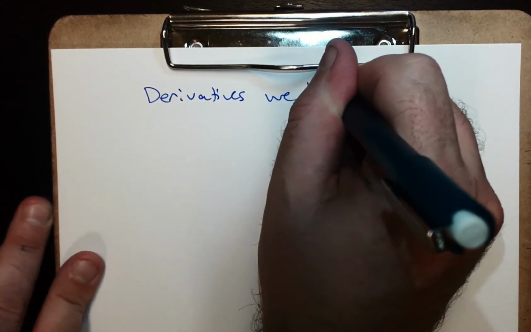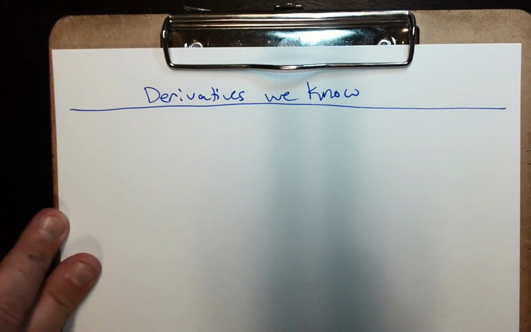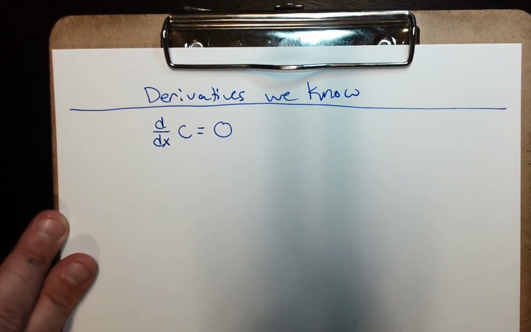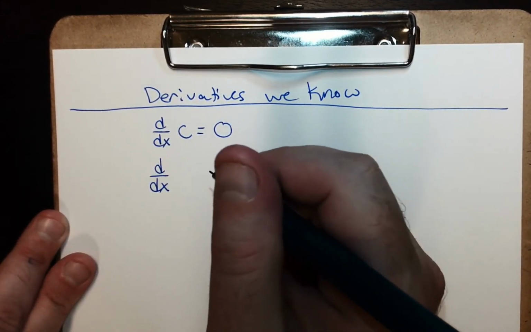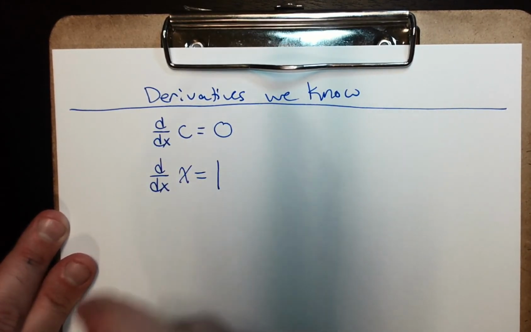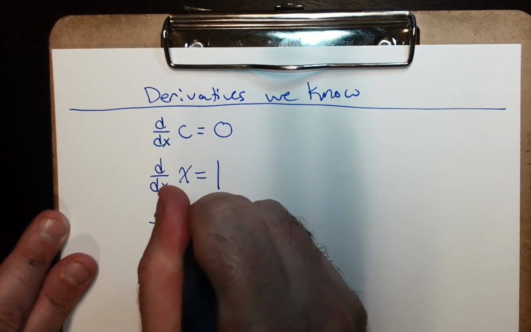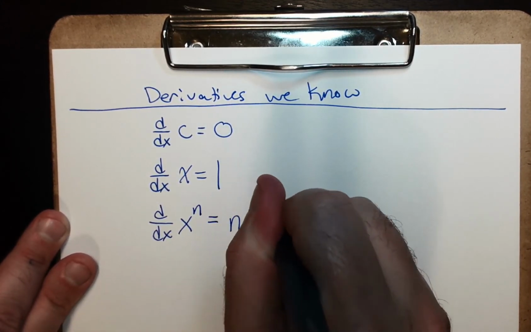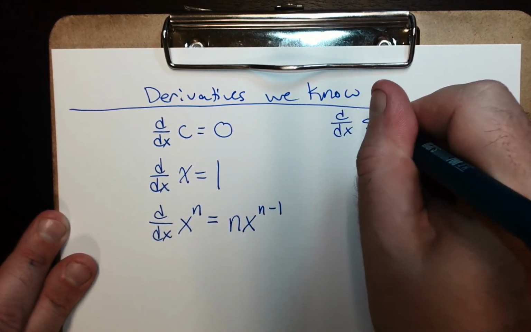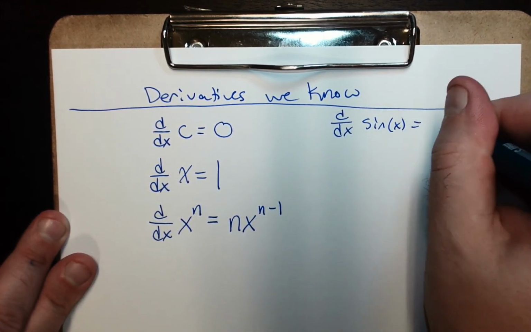So we know this. Derivatives, we know. Here are some of them. The derivative of a constant, 0. Of course, the derivative of x is 1. I don't need to write that. I should have just written the power rule, which is here. The derivative of x to the n is nx to the n minus 1. There's your power rule.